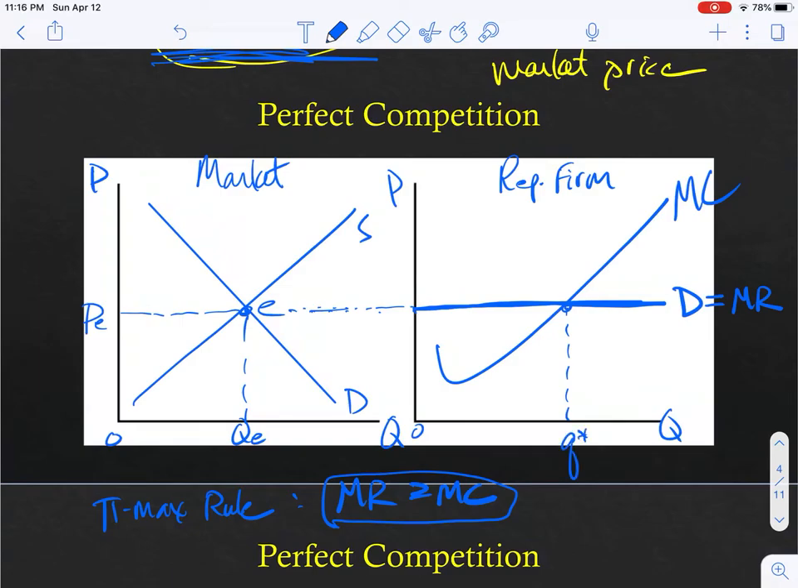And so Q star for the firm is right here. So I use a lowercase q out of convention because that's representative for one firm. Over here we used a capital Q in the marketplace because that represents the whole larger market. I won't be too picky about uppercase or lowercase, but I'm just telling you that's sort of the convention. So the optimal output level, the profit maximizing output level for the representative firm is at this point where marginal cost equals marginal revenue.